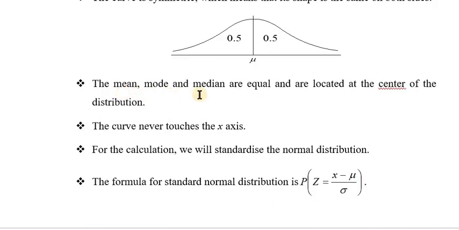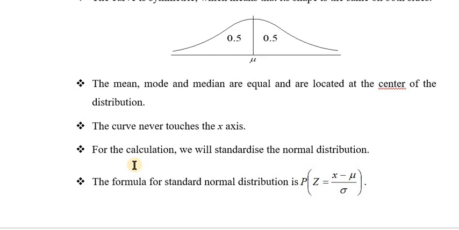The mean, mode and median are equal, which is in the middle of the bell shape, because it is symmetric. And then when you draw the curve, this curve will never touch the x-axis. Okay, so just like flying there.